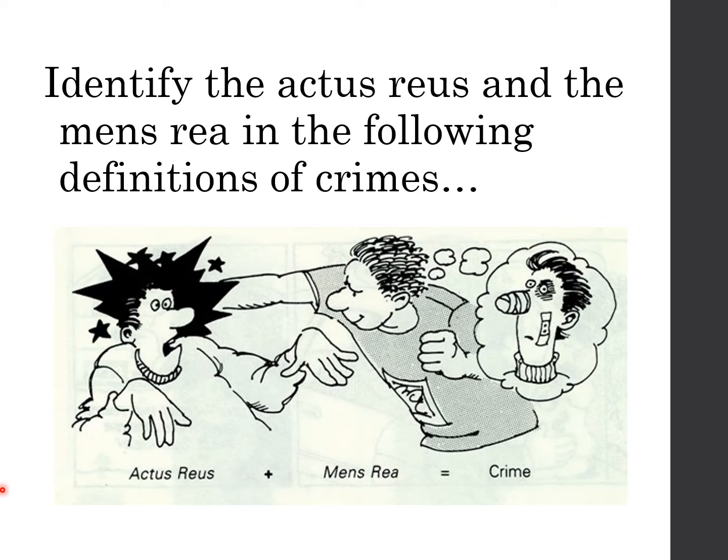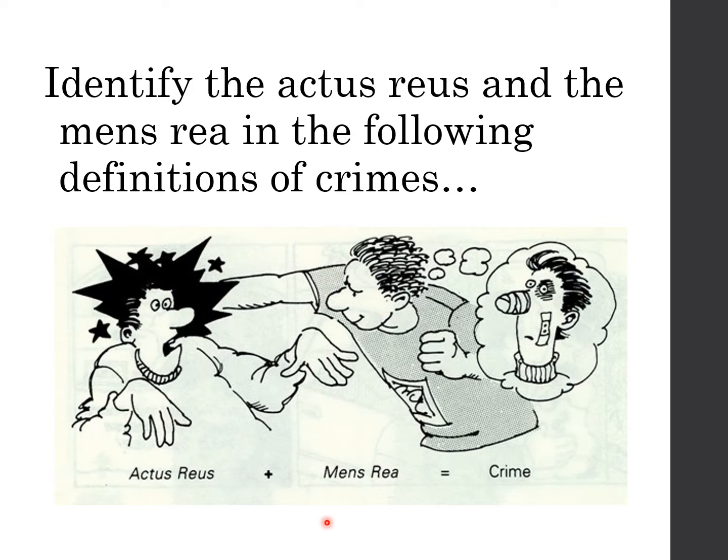Just as a little reminder then, you need to know what actus reus and mens rea are. So this little diagram, just a quick refresher. The actus reus is Latin and it stands for the guilty act, or the actual physical thing, if you like, that the defendant has to do. And the mens rea is the mental element of a criminal offence.